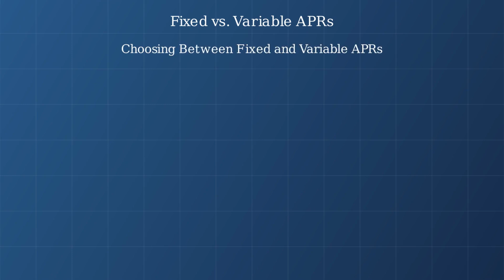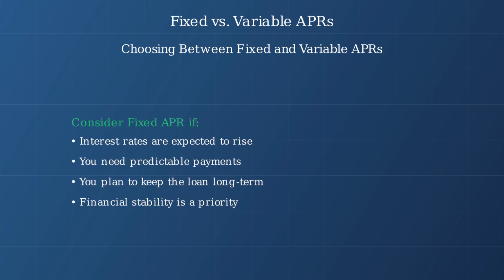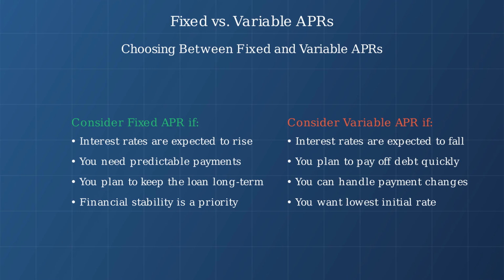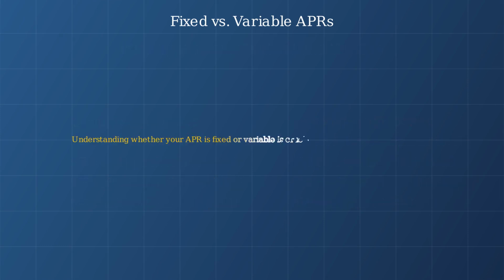When deciding between fixed and variable APRs, consider your financial situation and market outlook. A fixed APR is generally better if interest rates are expected to rise, you need predictable payments for budgeting, or you plan to keep the loan long term. On the other hand, variable APRs might be more advantageous if interest rates are expected to fall, you plan to pay off the debt quickly, or you can handle payment fluctuations in exchange for a lower initial rate. The key takeaway is that understanding whether your APR is fixed or variable is crucial for effective financial planning and avoiding unexpected costs.